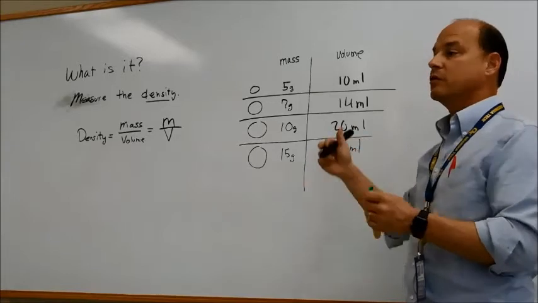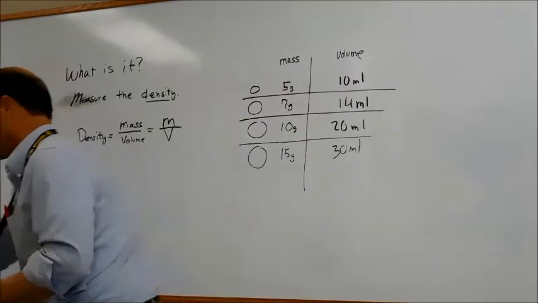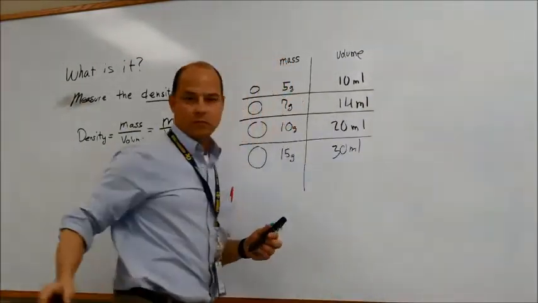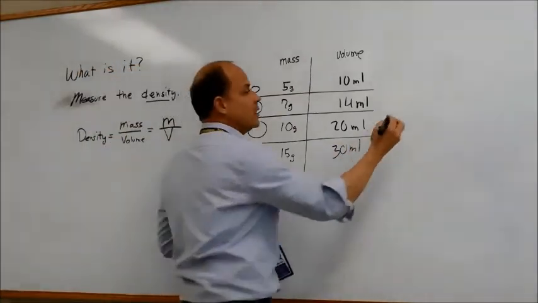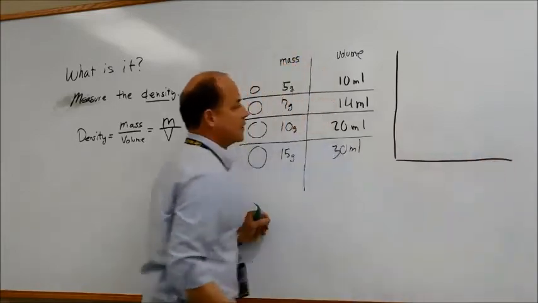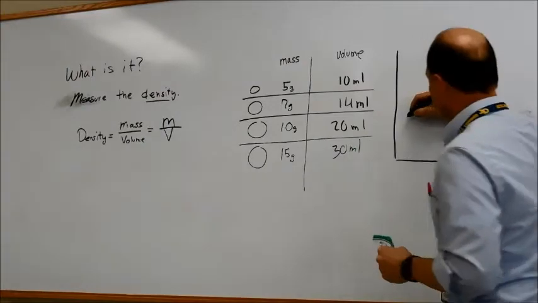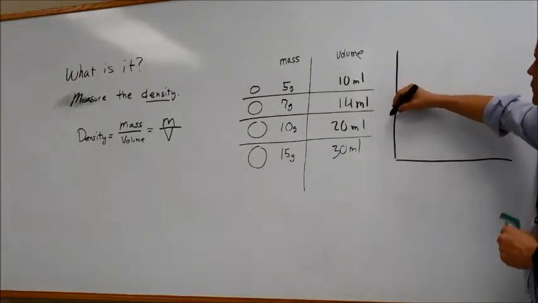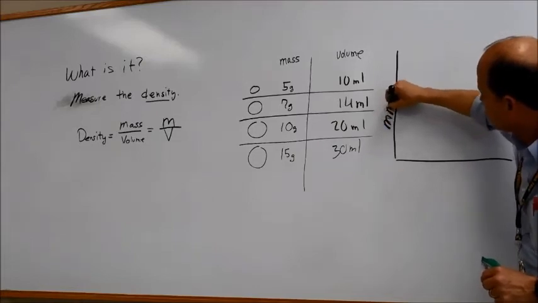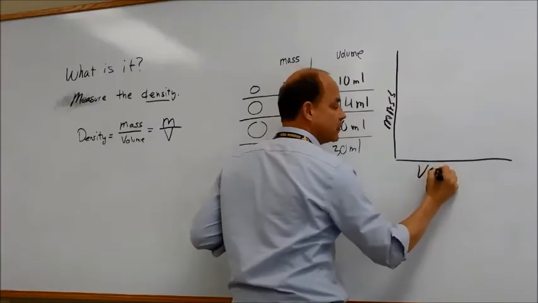Then I want you to graph this data. Okay? You can make a graph. I didn't leave myself a lot of room here. Let's see. I have to kind of scrunch it up. I want you to put mass on this axis and I want you to put volume on this axis.